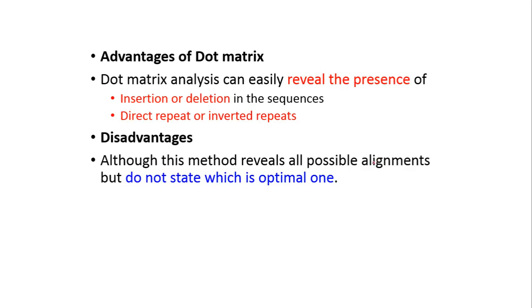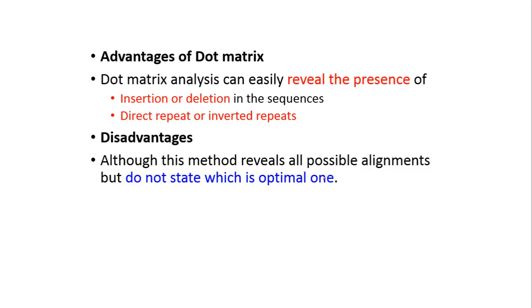Okay, although this method would reveal all possible alignments, it would not in itself state which one is the optimal alignment. Okay, and this is one of the biggest drawbacks of the dot matrix method or dot plot method. Okay, but of course there are other calculations that need to be done after you have revealed those diagonals and you can obtain the optimal alignment. But those steps need to be done additionally after figuring out the dot plots as such. Okay, and that would cost you some different time.